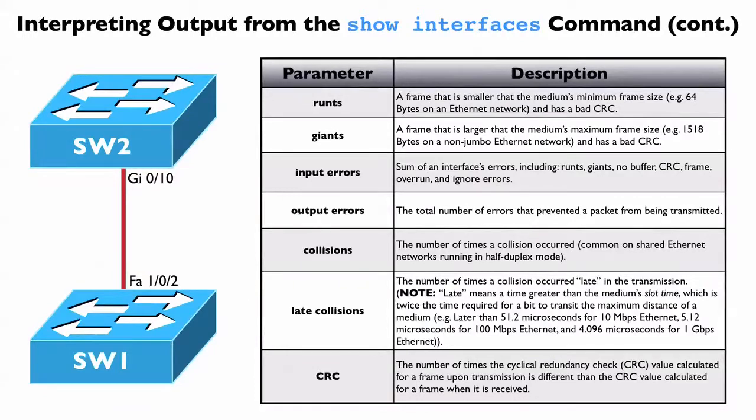For example, with copper, we might have the wrong category of cabling. Maybe we're trying to do 10 gig Ethernet over category 3 as an example. That's not going to work out too well for us. It could be that the cable is damaged.